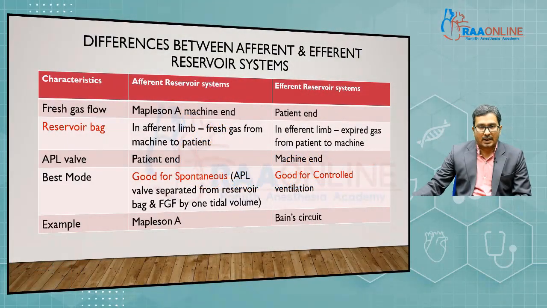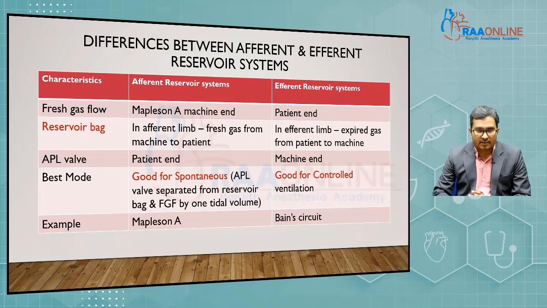So again, there is one more classification in this Mapleson system. It is classified further into afferent reservoir or efferent reservoir system. That means there are two limbs for a circuit: one is the afferent limb, one is the efferent limb. The afferent limb carries the fresh gas to the patient. The efferent limb carries expired gas from the patient.